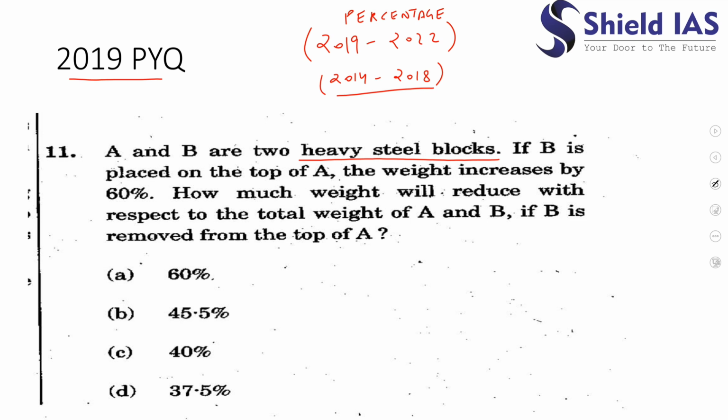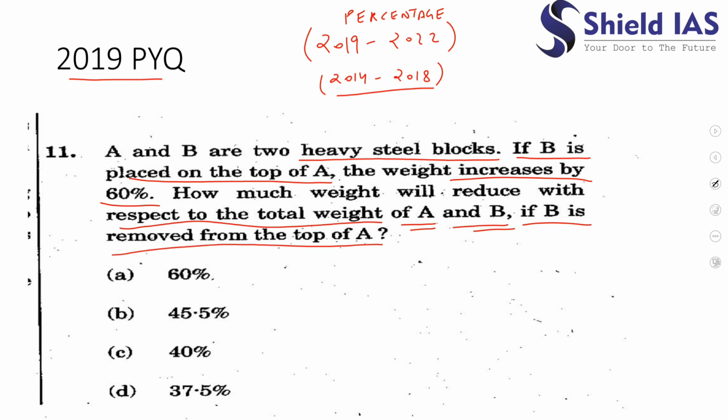So this is the question of 2019 and it says that A and B are two heavy steel blocks. If B is placed on the top of A, the weight increases by 60%. How much weight will reduce with respect to the total weight of A and B if B is removed from the top of A? So this is the question.